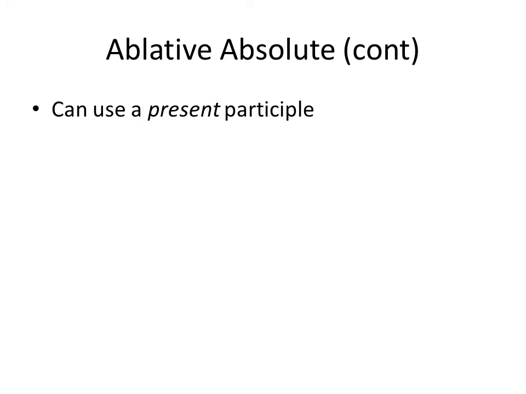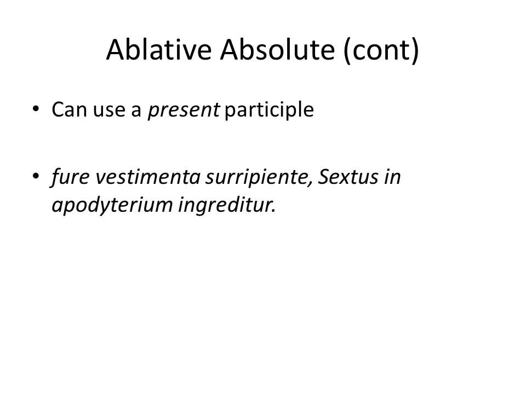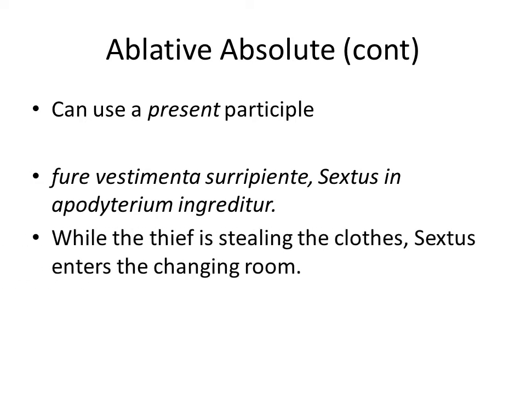Some more things about the ablative absolute. I could use a present participle if I want. So the previous example used a perfect passive participle, but I could use a present participle. Let's see what this looks like. Here's a sentence, fure vestimenta surripiente Sextus in apodyterium ingreditur. Our translation, while the thief is stealing the clothes, Sextus enters the changing room. So here, what we have underlined is our ablative absolute. Fure is ablative. Surripiente, that's an ablative singular present participle.